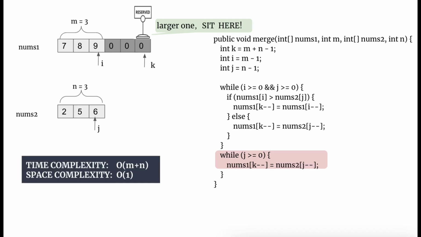Like I mentioned, using this way is an optimized solution, so time complexity is O(m plus n). We traverse the whole given array with the length of m plus n. Space complexity is O(1). We only use a constant extra space.